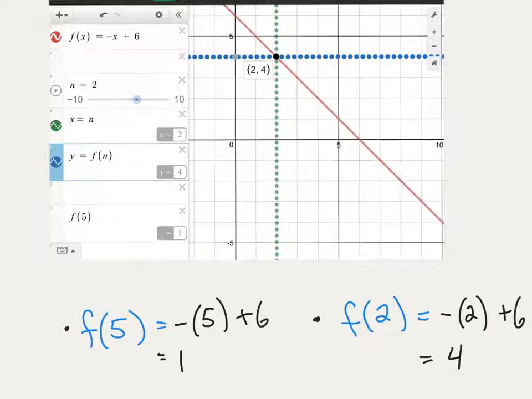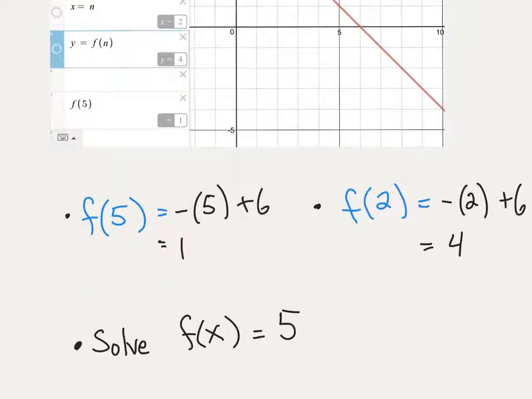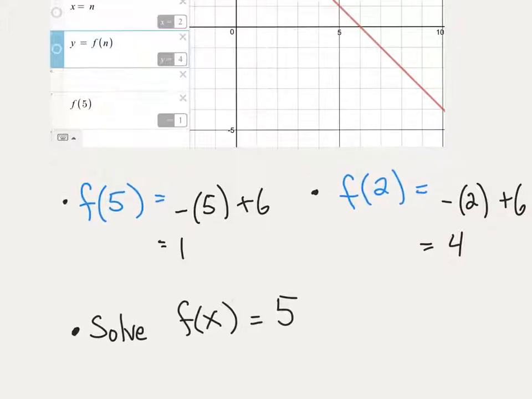So this is a very common thing that we're going to see. If I have a function, I'm going to tell you what it is, and I'm going to ask you to evaluate the function at a particular point, and that's the process that we just went through. If we go back and think about our function, I might not always give you the input. I might ask you a question that looks something like this.